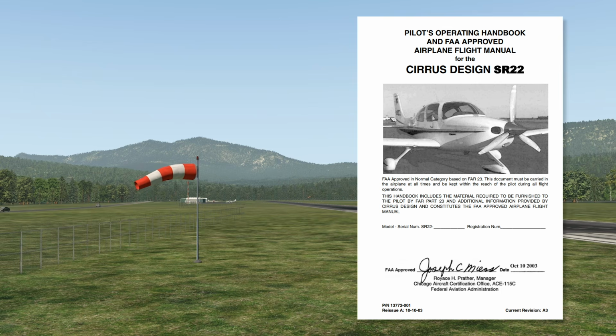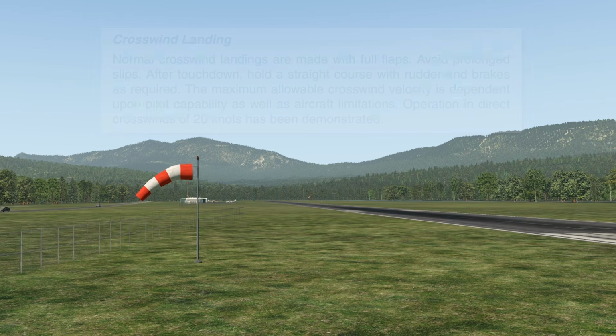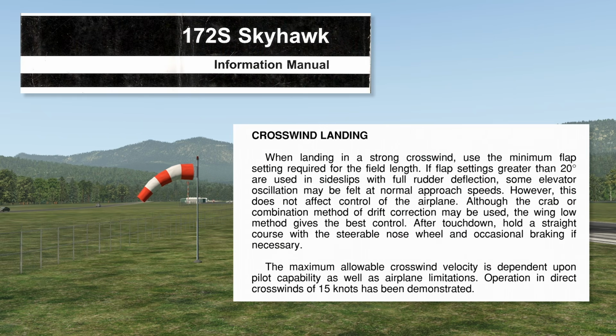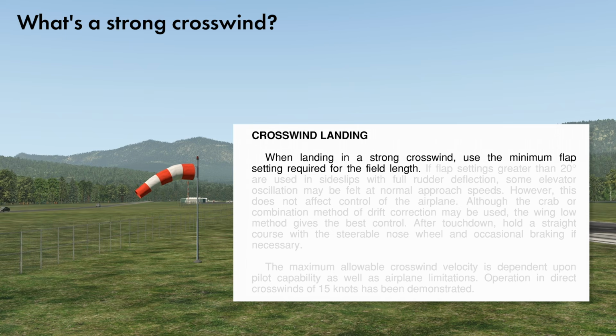For example, the Cirrus POH says, normal crosswind landings are made with full flaps. But others are less definitive and leave some up to pilot judgment. The 172S POH says, when landing in a strong crosswind, use the minimum flap setting required for the field length. So what's a strong crosswind? The maximum demonstrated component, 15 in this Model 172, would surely count. What about 10 knots, or 5? That's up to the pilot to decide, and it may come down to practice and experience.